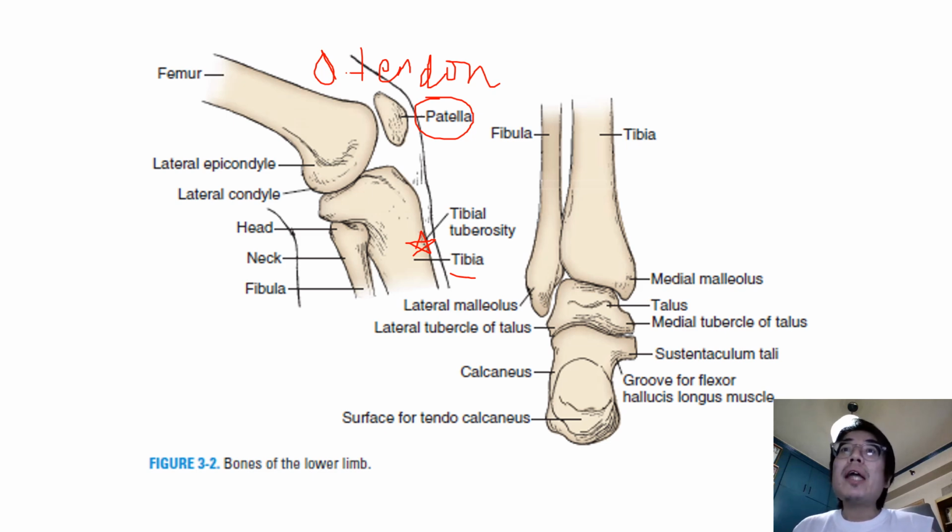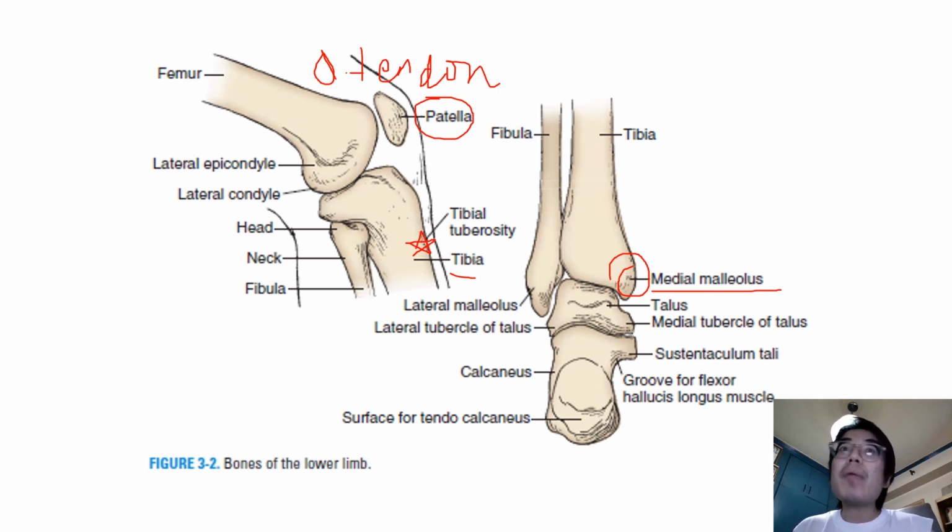Inferiorly, the tibia has a projection called the medial malleolus. The medial malleolus serves as the attachment for tendons of the tibialis posterior and the flexor digitorum longus muscles. It also provides attachment for the deltoid ligament.